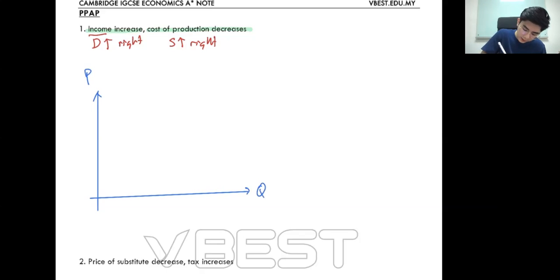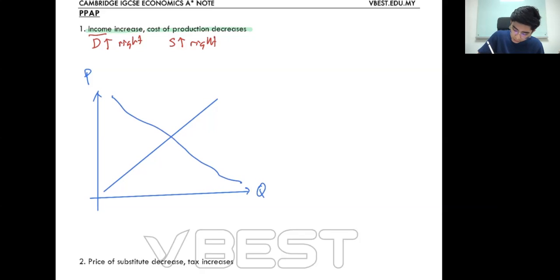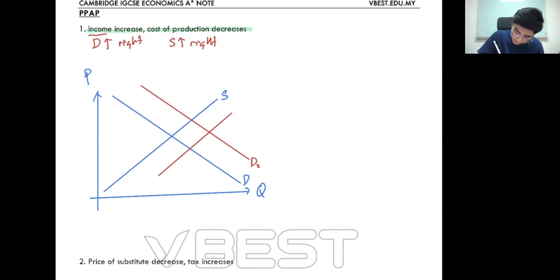Which means that you have to draw your graph. Of course, always start with your X-Man curve. Sometimes I call it X-Man because it's just like an X. Of course, you need to label S and D. So you know that your demand increases here, D2, and then this one also increases, S2.